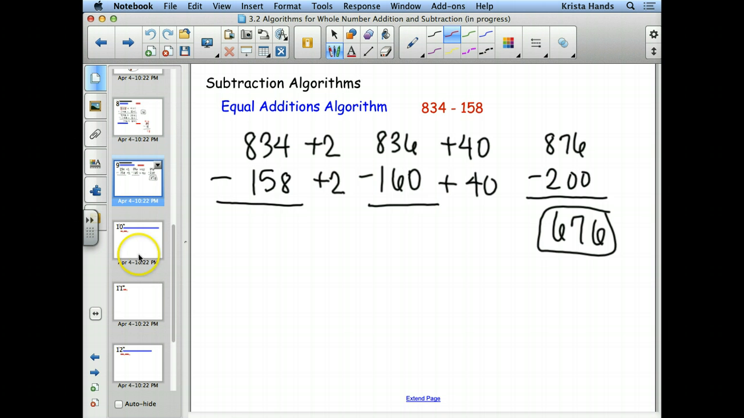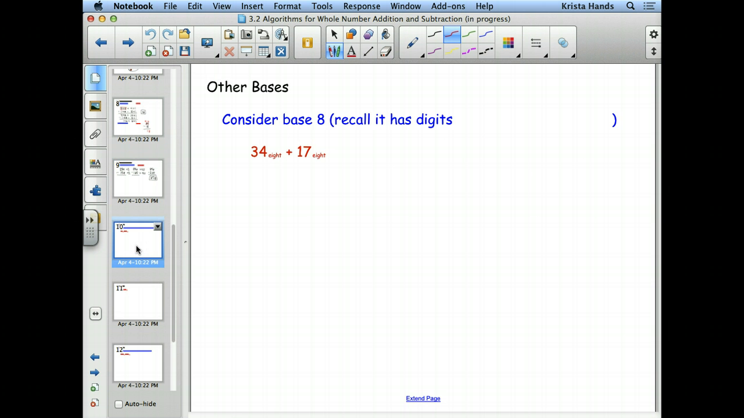Okay, I think that puts us where we are. So I actually said it wrong. We have more algorithms for addition than for subtraction. Sorry, there's a pen missing. Oh, there it is. Thank you.